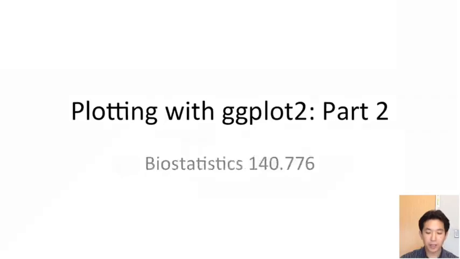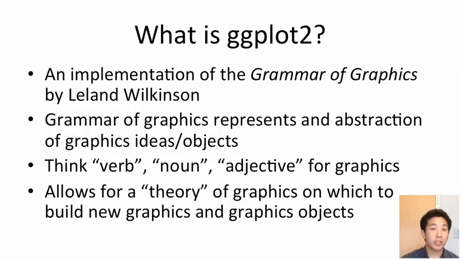So let's get started. Just to review a little bit, what is ggplot2? Remember, it's an implementation of the grammar of graphics, which was developed by Leland Wilkinson. And the grammar of graphics basically describes an abstract representation for graphics. The idea is that it's the verb, noun, adjective for plots. So what are the basic elements that can be modified or cannot be modified, things like that. It allows for a theory of graphics that you can build on to develop new graphics using this abstract language.